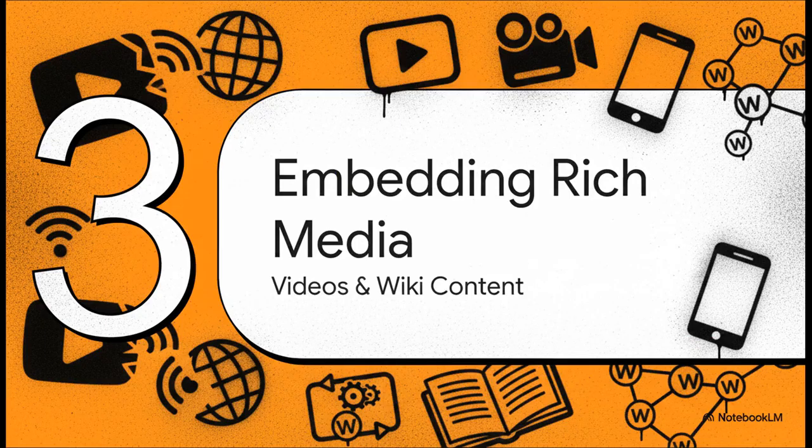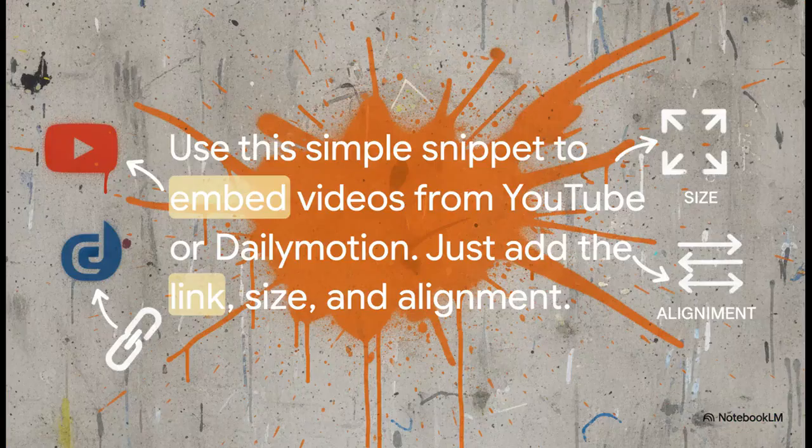But hey, a great course is so much more than just text and images. Let's make your content truly dynamic by embedding what we call rich media, like videos and articles from other wikis. I know, you might look at this and see a bunch of code, but I promise it's incredibly simple. To pop a video in from YouTube or Dailymotion, you just use this clean little snippet. All you do is tell it the video portal, paste in the link, and then you specify the size and alignment you want. That's literally it.